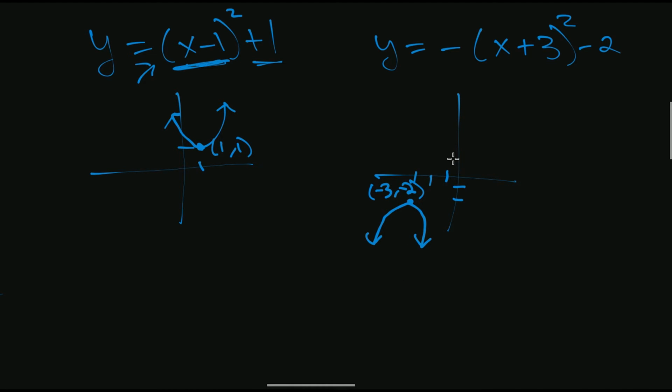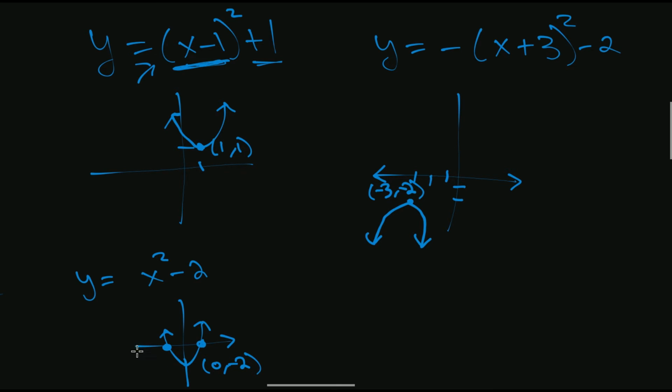Sometimes you might be asked to find the zeros of the graph. The zeros of the graph is where your curve intersects the x-axis. As you can see here, it's never going to intersect the x-axis because it's below the axis and it's facing down. If I have y equals x squared minus 2, this graph is just a regular parabola, but it's shifted down 2. And so the vertex is (0, negative 2).